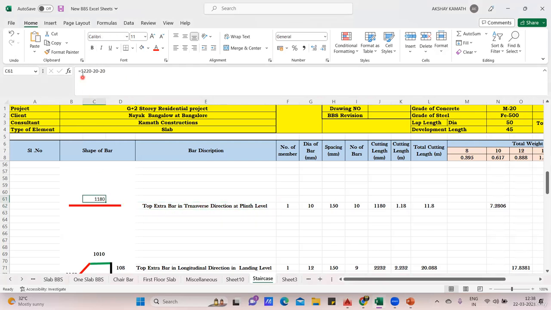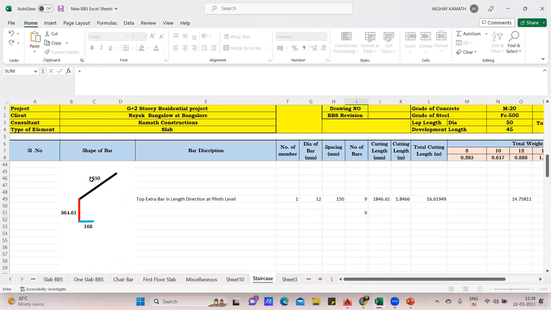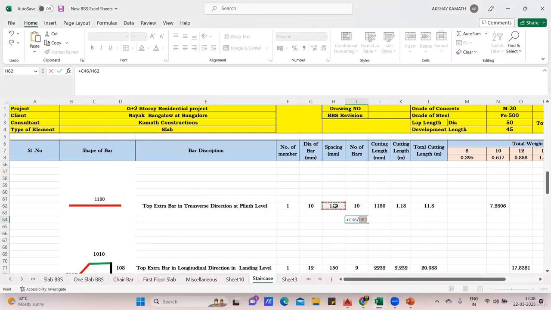So the cutting length will be 1220 minus 20 you do. You'll get the cutting length. Number of member is 1. It's a 10 diameter bar at 150 center to center. Cutting length will be 1180. So cutting length in meter is 1.18. Now come to the number of bar. So number of bar, what you do? What is the inclined length? It is 1350. You divide by the spacing. Spacing is how much? 150 and add plus 1 to that. So how much you got? 10. So same thing I got here, 10 number of bar.